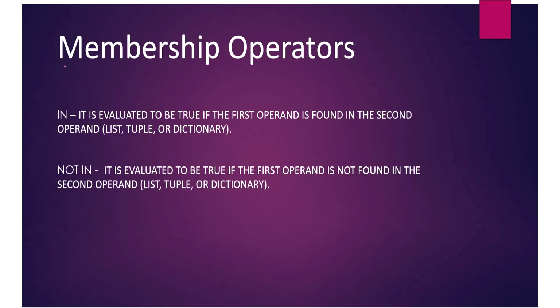Membership operator. In membership operators we have two: in and not in. In is evaluated to be true if the first operand is found in the second operand. We use the in operator mainly to iterate through a list of values, or to see if a particular value is present in some other list or not. Example, we have a equal to 10 and we want to see if this 10 is present in this list.